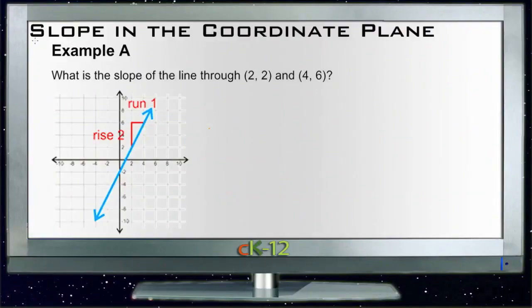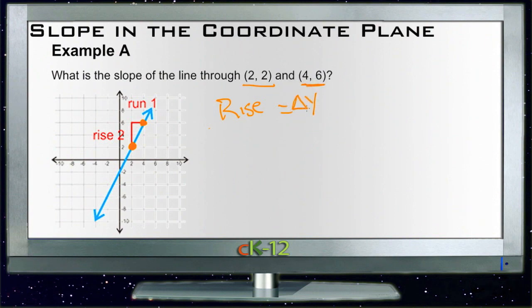All right, let's take a look at the examples for slope in the coordinate plane. Example A asks us what the slope of the line running through the point (2, 2), which is right here, and the point (4, 6), which is right up here, would be. So remember, we need to find the rise, which of course is the difference between the two y points. We can actually use a little triangle.